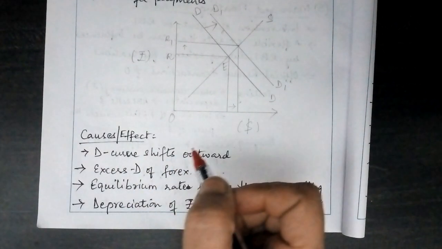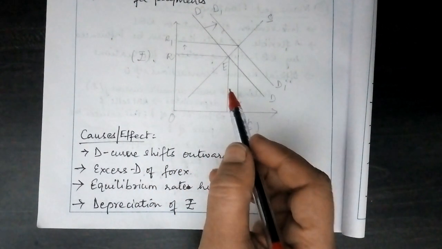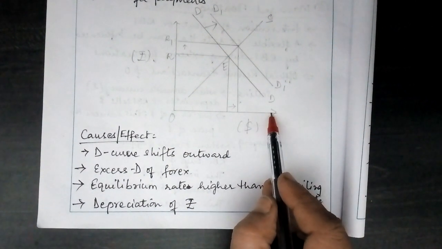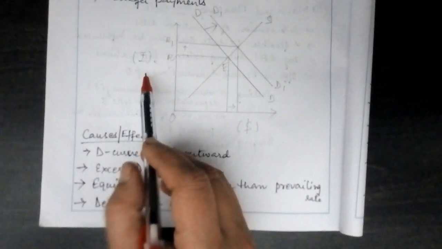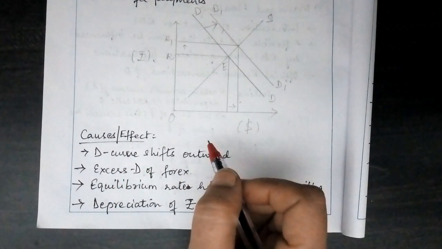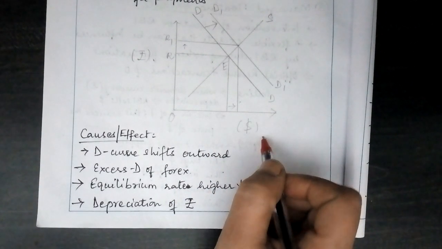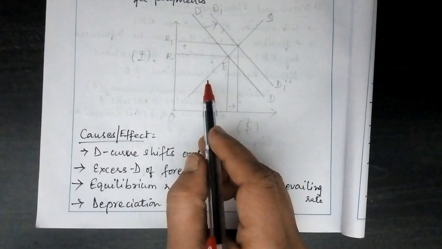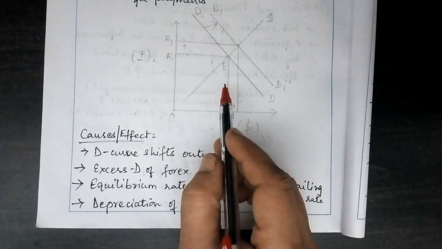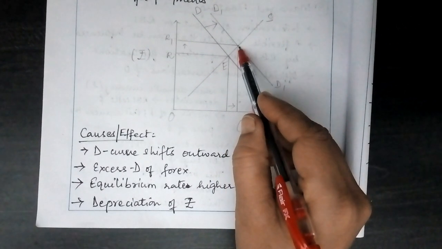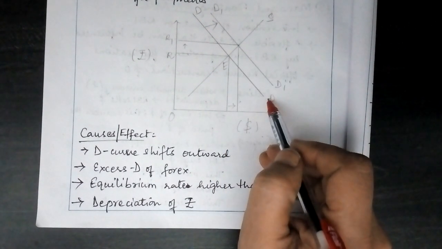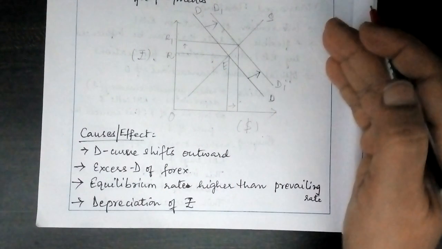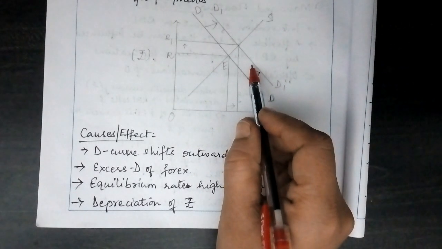Let's try to understand the effects of this increase in demand through a graph. On the x-axis, we plot the dollar, and on the y-axis, we plot the rupee. The demand and supply of dollars, and here rate of exchange. Due to increase in demand of foreign exchange, the demand curve shifts upward and to the right of the original demand curve. This is the original demand curve, and this moves to the right or upward. This is increase in demand.